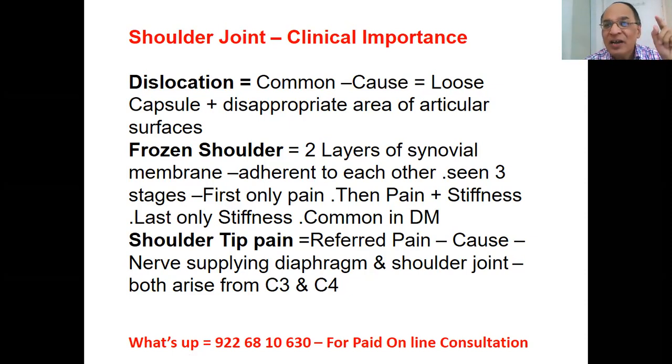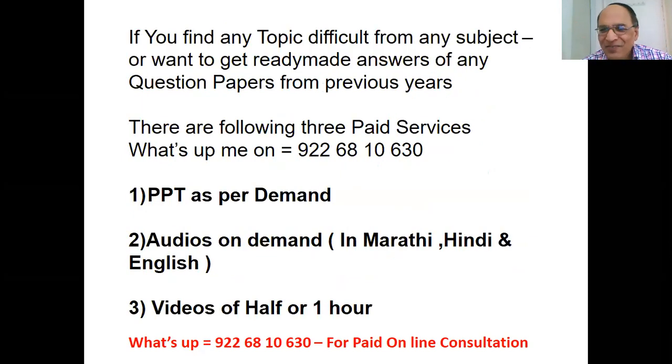Next is the referred pain in the shoulder joint. Why referred? From another point, the nerve supply to the diaphragm and shoulder joint both come from cervical vertebrae C3 and C4. So if there is a liver cancer or a subdiaphragmatic abscess, you will get pain in the shoulder joint. That is called referred pain. So, my dear friends, this is all about the shoulder joint for LAQ.